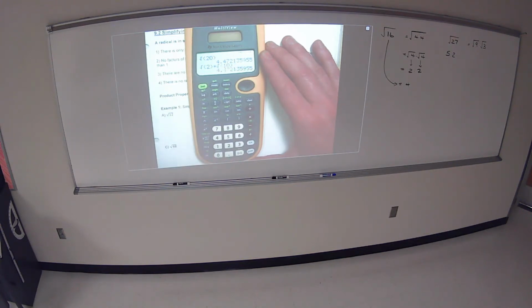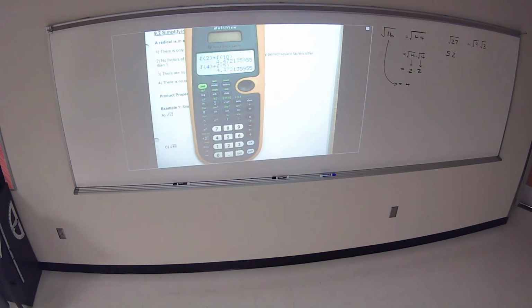You notice that I get the exact same decimal, don't I? And if I took the square root of 4 and multiplied that by the square root of 5, I'm going to get the exact same decimal again. Why am I getting the same answer? Because all of these numbers, when I multiply them together, give me what? They all give me 20. So how you want to break your number up really is up to you.